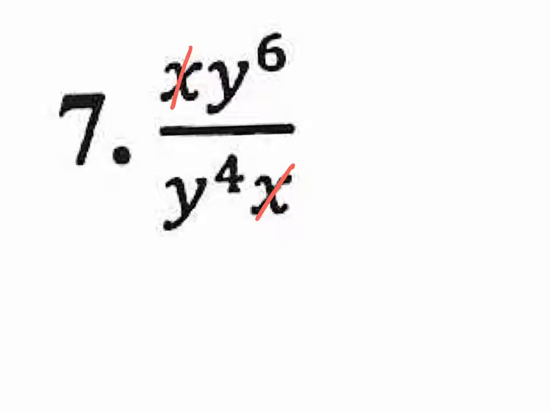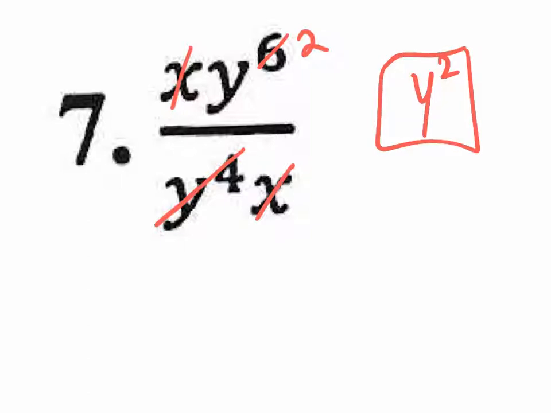And how about y's? Well, there's 4 of them on the bottom and there's 6 of them up on top. So all 4 y's cancel out from the bottom, and only 4 of the 6 cancel out on top. That's why I don't draw a line all the way through. I only cancel out 4 of the 6. So how many are left up here? 2. And that is your answer. What do you have left? You have a y squared over nothing. So you can put a 1 if you want, but that's just your answer, y squared. That's your answer for number 7. Let's keep going. Number 9.